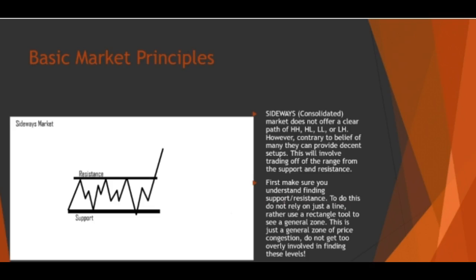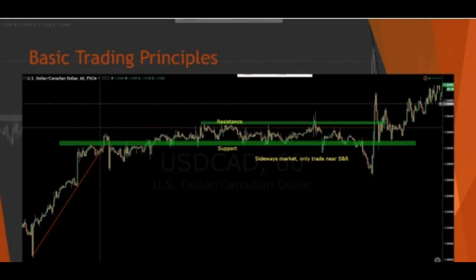And so to do this, we're not going to rely on just one line. We're going to use a rectangle tool to mark a general zone. And guess what? I just taught you in day 4 yesterday how to use the rectangle tool and how to make zones. I mentioned that to you. Don't say I didn't mention that. I told you it would be coming quickly. And so we're going to get right into how to do some of this in a minute.